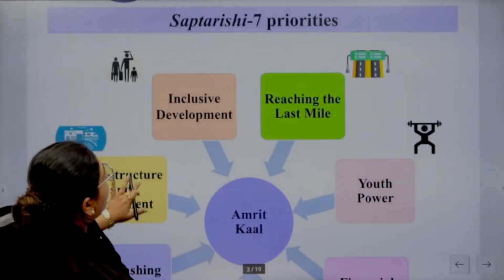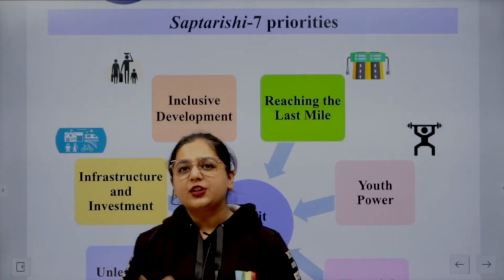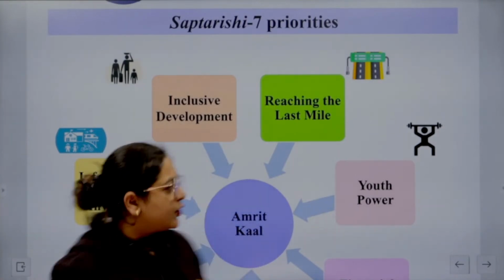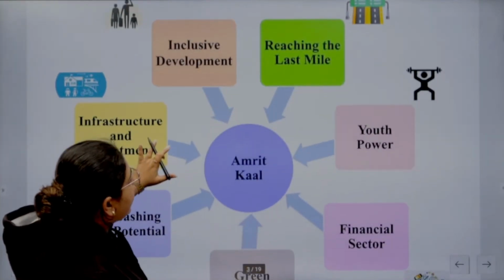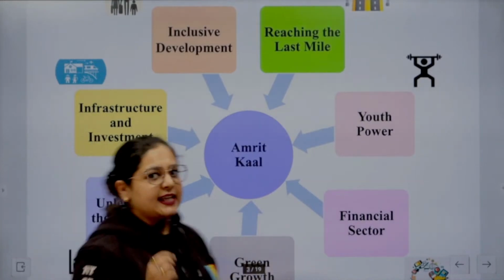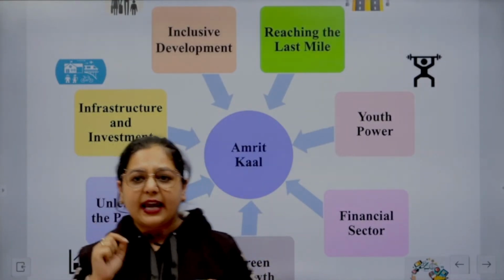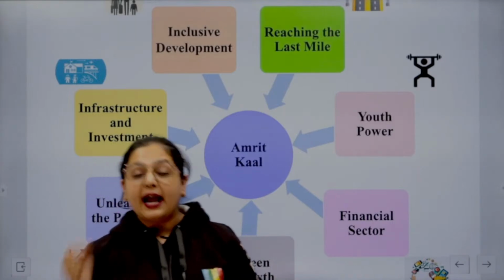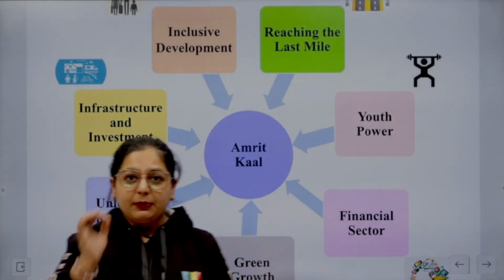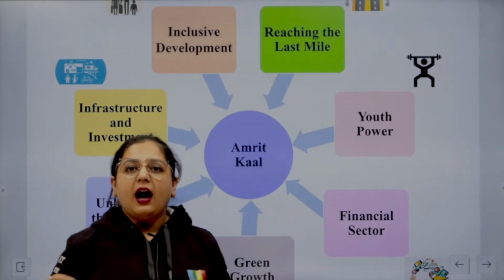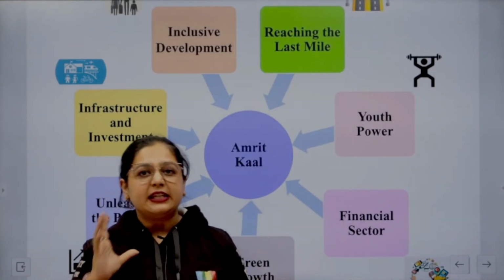Then next we speak of the 7 priorities which are called the Saptarishis. Saptarishis, by our finance minister, are the key 7 areas which are identified, and all the key updations and proposals revolve around these 7 key areas.